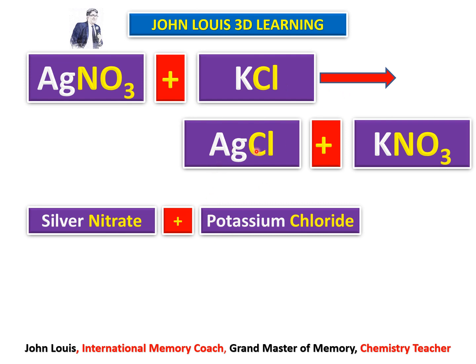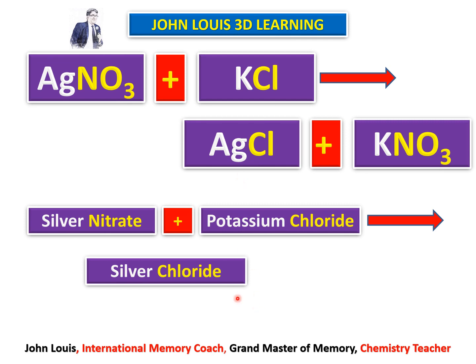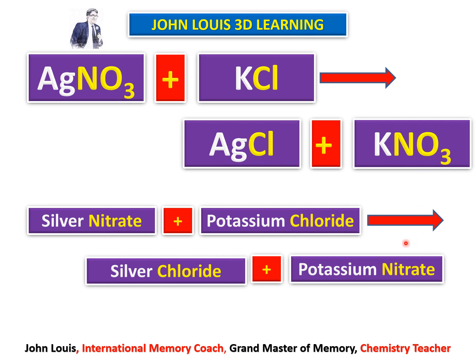And what is AgCl? Ag is silver and Cl is chloride. Therefore, that is silver chloride. And what is the next one? KNO3. What is KNO3? K is potassium and NO3 is nitrate. Therefore, that is potassium nitrate. Hope you understood now how to read the equation.